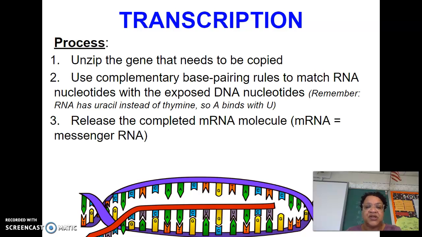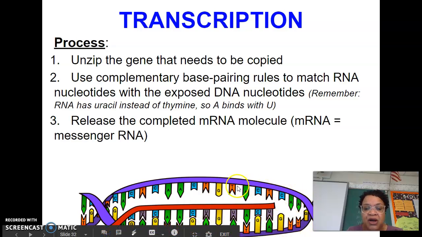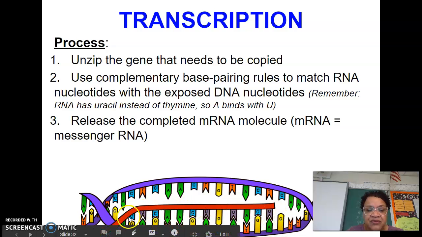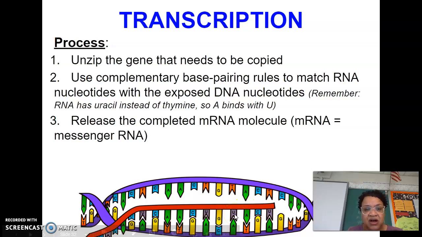So the process of transcription is to unzip the gene that needs to be copied. We use the complementary base pairing rules to match RNA nucleotides with the exposed DNA nucleotides. So this purple part is DNA, right? DNA has been unzipped. The red is the messenger RNA. Notice how the red, the messenger RNA, has the uracil on it. We're still using the complementary base pairing rules, but remember, it's uracil instead of thymine.